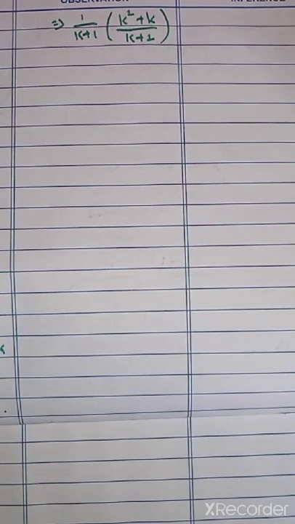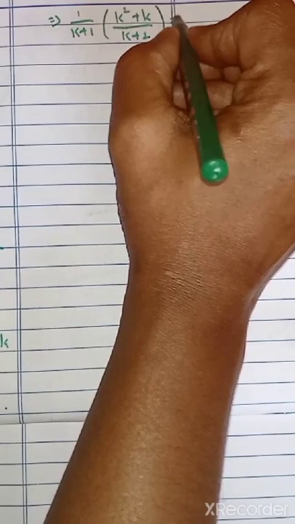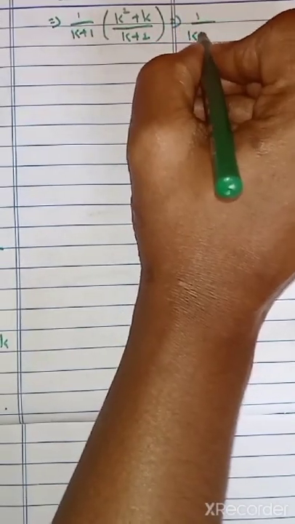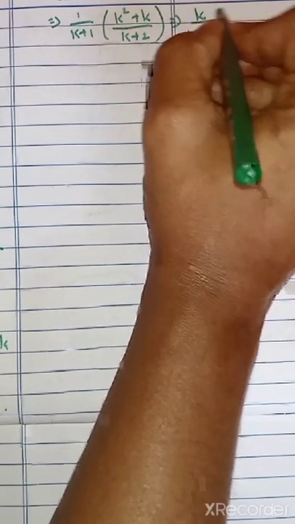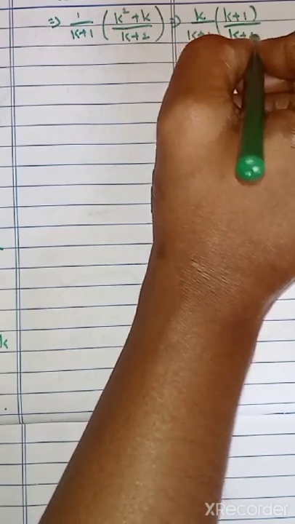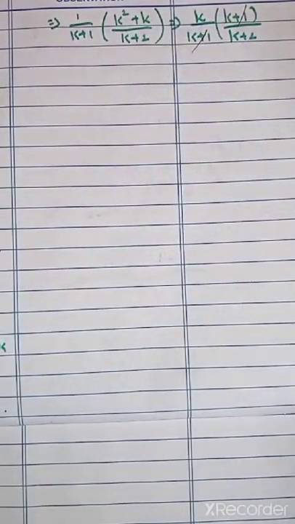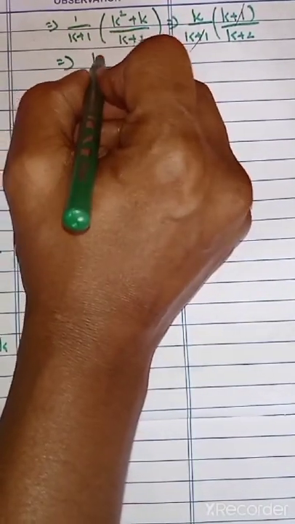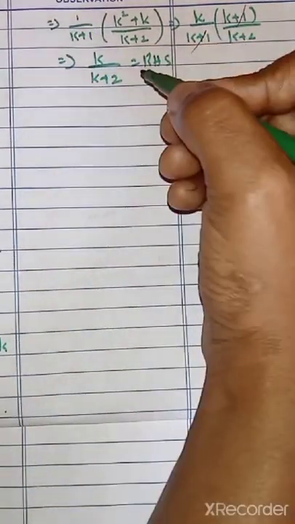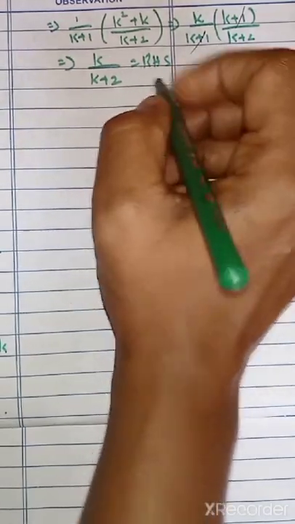So we got 1 by k plus 1 of k square plus k by k plus 2. Again taking k common, you will get 1 by k plus 1, and k common, we will get k plus 1 by k plus 2, correct? Now this k plus 1 will get cancelled, so what will be remaining? K by k plus 2, that is your right hand side, correct? Look at that right hand side, it will be k by k plus 2 only, no? So that is your right hand side.